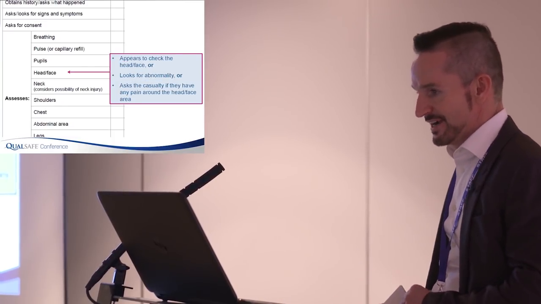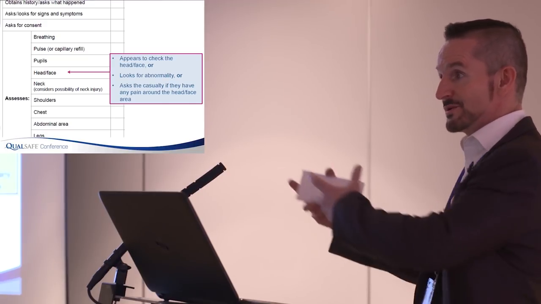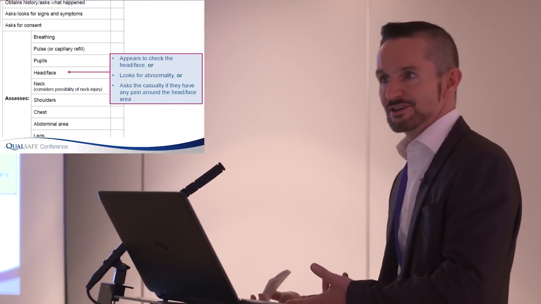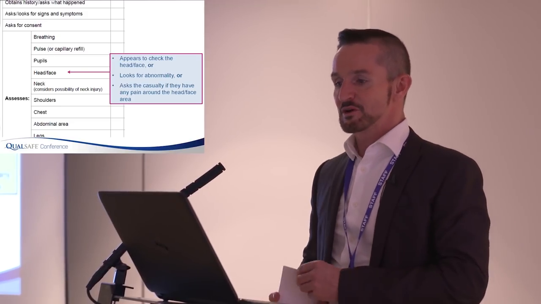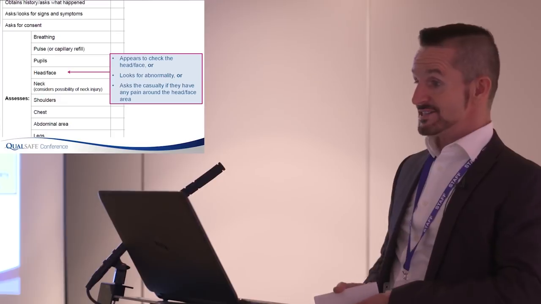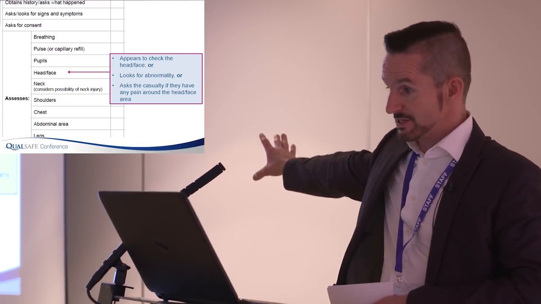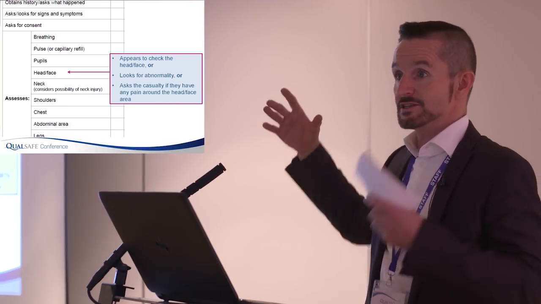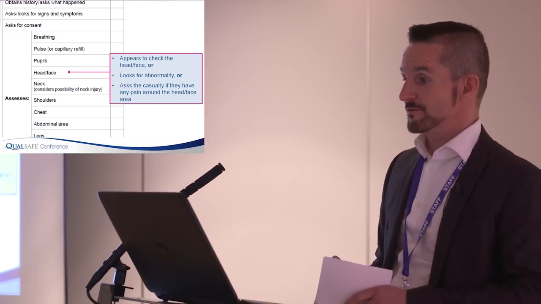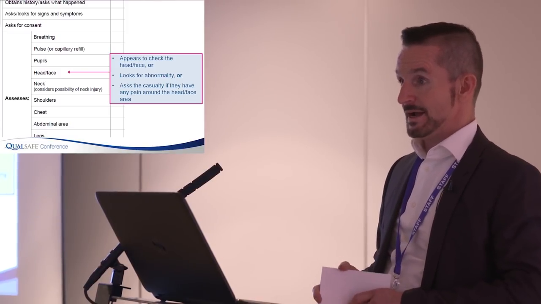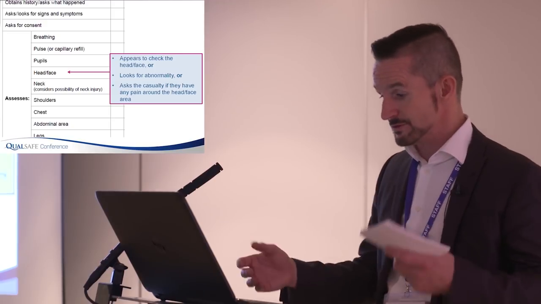Head and face. This is actually really easy to fill this box in, although when we're doing the demonstration later on, there's lots of things that you can look at when you're looking at somebody's head, you know, bleeding out of ears, all sorts of stuff. So we'll come back to that. But with this, again, we need to keep the assessment criteria simple. So we would tick the box if they looked at the head and face, they appeared to check it over, they looked for abnormality, if they looked for bleeding coming from ears, anything like that, if they asked the casualty if they've got any pain. Because you're talking to them, they're fully conscious, absolutely fine.